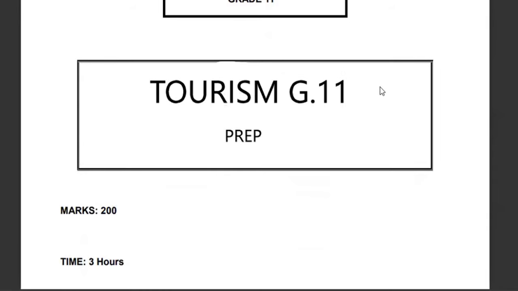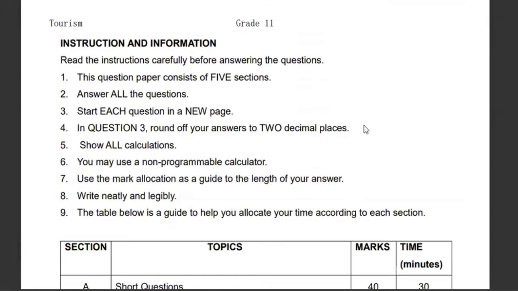So the first thing which we'll do, the mark allocation will be 200. Then the time allocation is 3 hours. Then in terms of the instructions of the information, the basic instruction is that the paper consists of 5 sections. Then you are required to answer all questions. Then you're required to start each question on a new page.